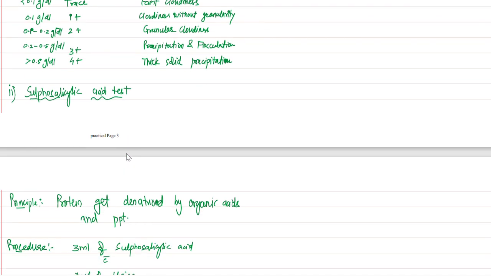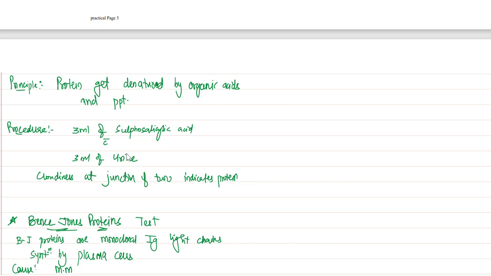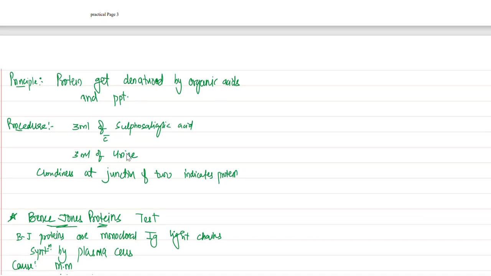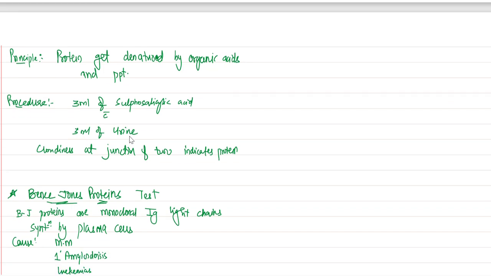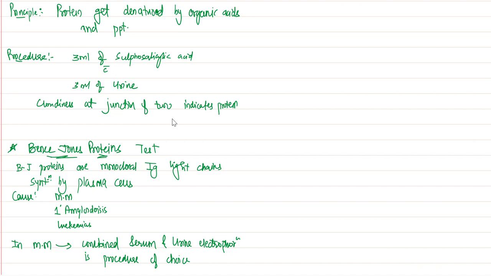Then the next is the sulfosalicylic acid test. The principle is that protein gets denatured by the organic acid and forms a precipitate. Procedure is 3 ml of sulfosalicylic acid with 3 ml of urine. Cloudiness will appear at the junction of the two, which indicates protein. This is a better confirmatory test than the heat acetic acid test.